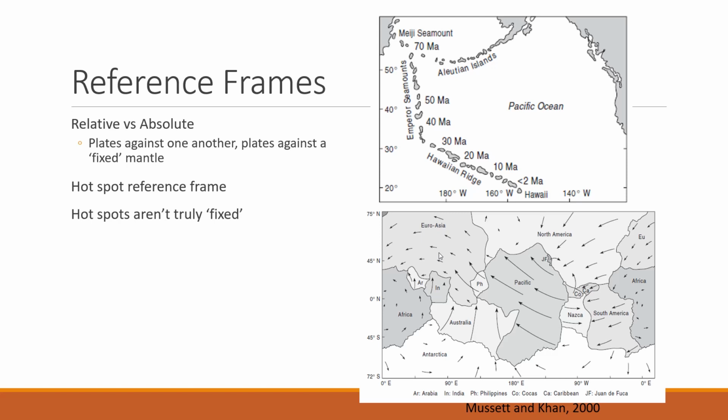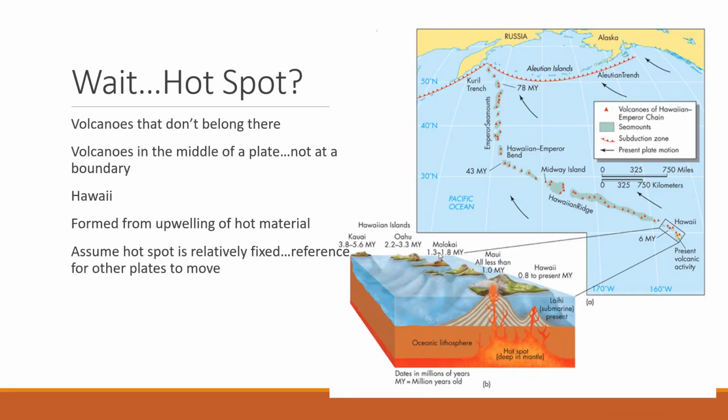Typically to do that, we use what's called the hotspot reference frame. Unfortunately, hotspots aren't truly fixed, but they move in a predictable pattern. So what the heck is a hotspot? A hotspot is a volcano that doesn't really belong there. It's not on a plate boundary, because remember I said the volcanoes outline plate boundaries? Well, sometimes they don't. So it's a volcano that's in the middle of a plate. It's not at a boundary. The best example of this is Hawaii.